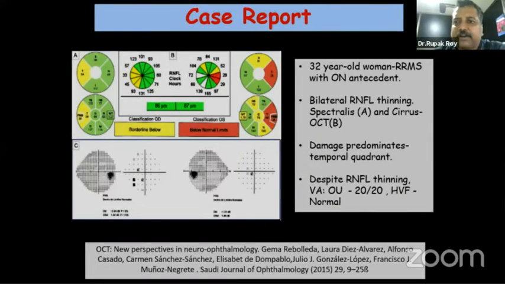So this is a 30-year-old woman with optic neuritis. If you see, the Spectralis and the Cirrus both show bilateral RNFL thinning, with damage predominance in the temporal quadrant. So here we see the efficacy of imaging. The patient has RNFL thinning even when the patient has a visual acuity of 20/20 and a visual field which is normal.